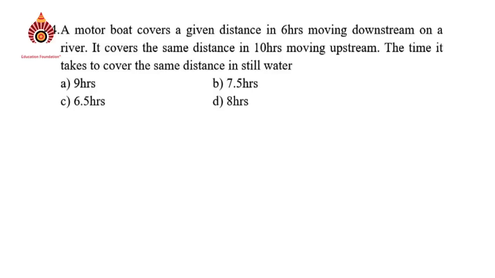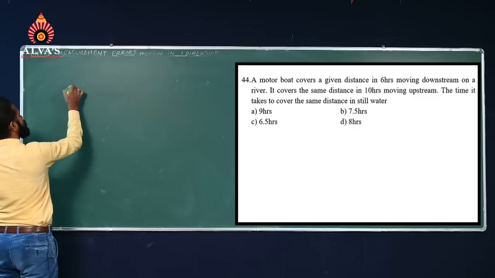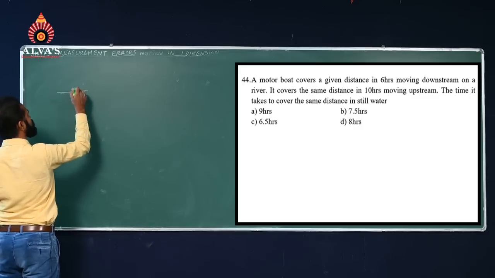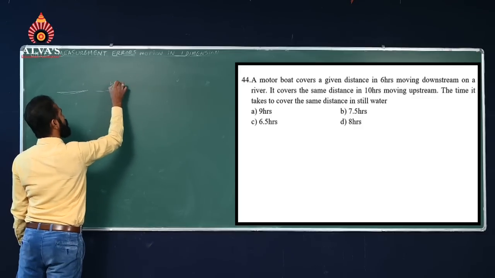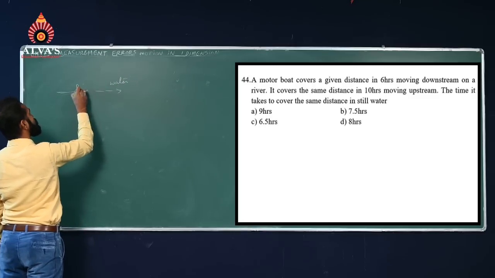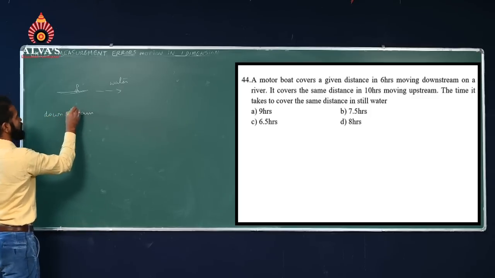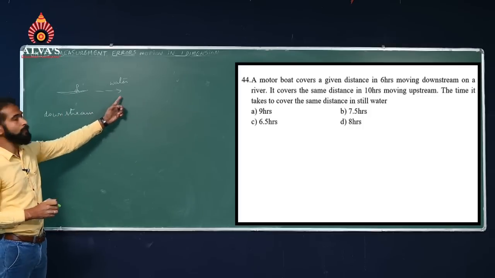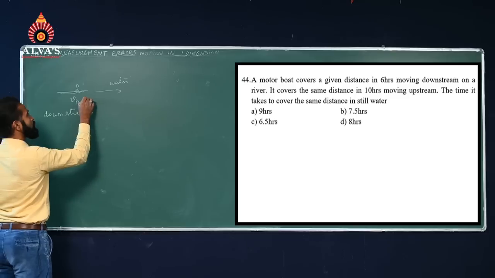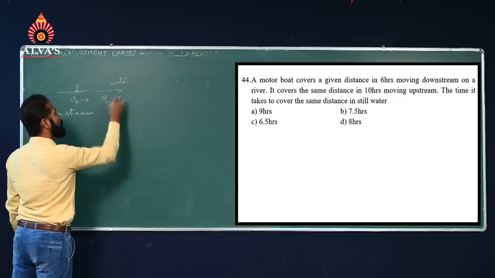Moving on to the next question, 44. A motorboat covers a given distance in 6 hours moving downstream on a river. It covers the same distance in 10 hours moving upstream. The time it takes to cover the same distance in still water is. So there is a boat and here is water flowing. The meaning of downstream is that the direction of motion of the boat and the direction of the water are the same. So the boat travels in the same direction as that of the water.